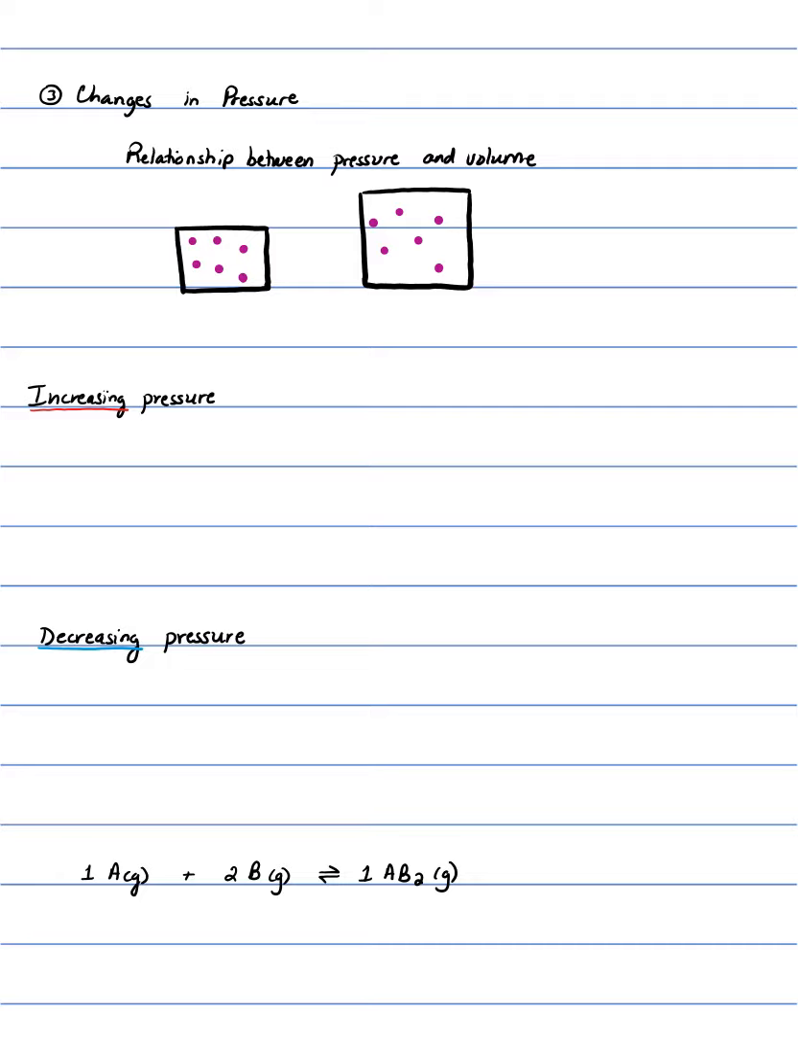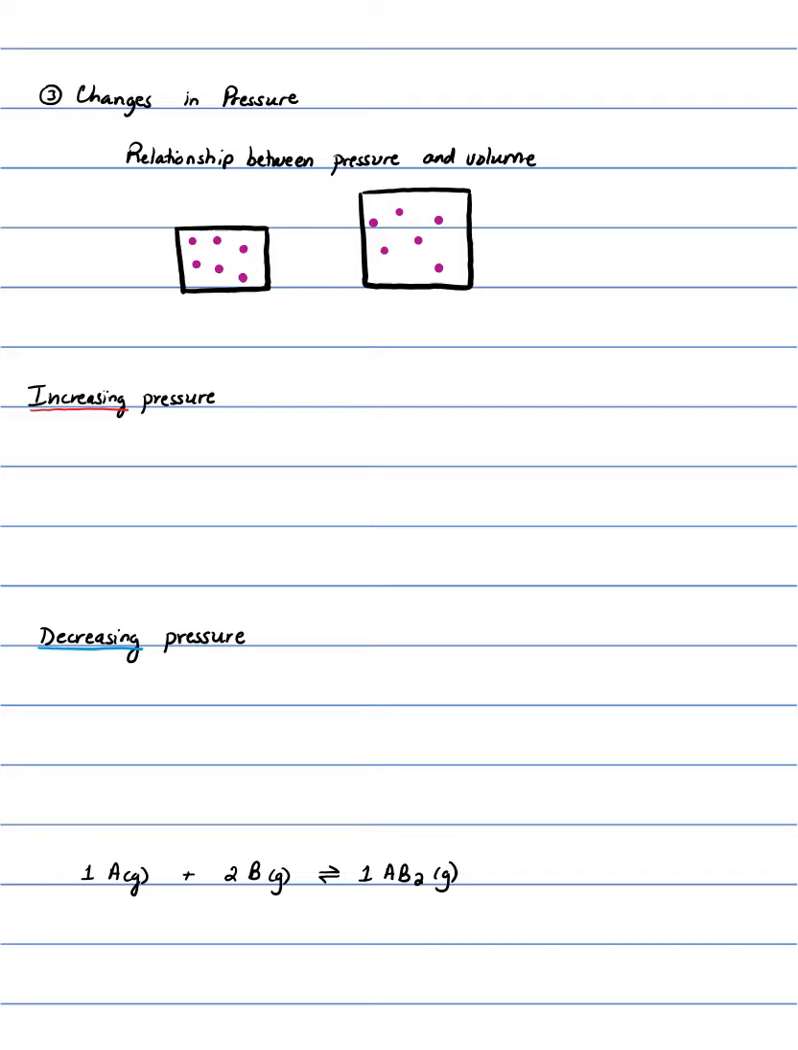The third change that we can have for a system at equilibrium is changes in pressure. So before we look at the changes in pressure, let's review the relationship between pressure and volume. Pressure is a force, and it's a force because the particles in the container are going to be colliding with the walls of the container as they move around. So those collisions are going to generate that force.